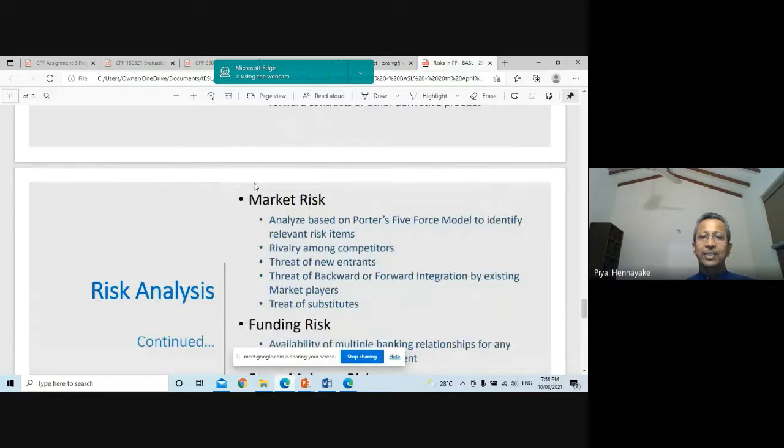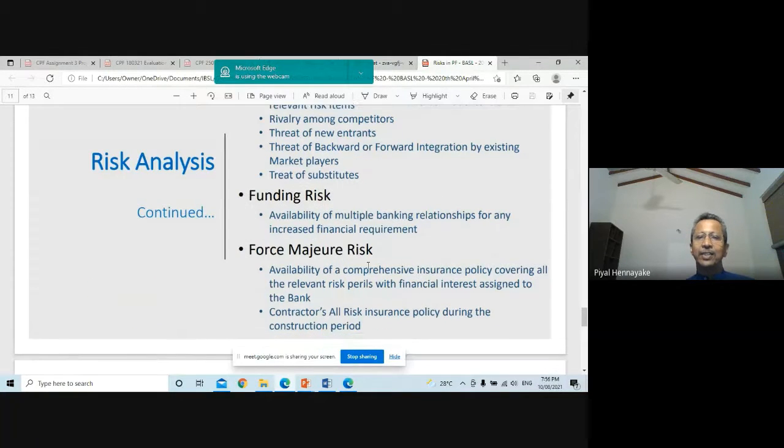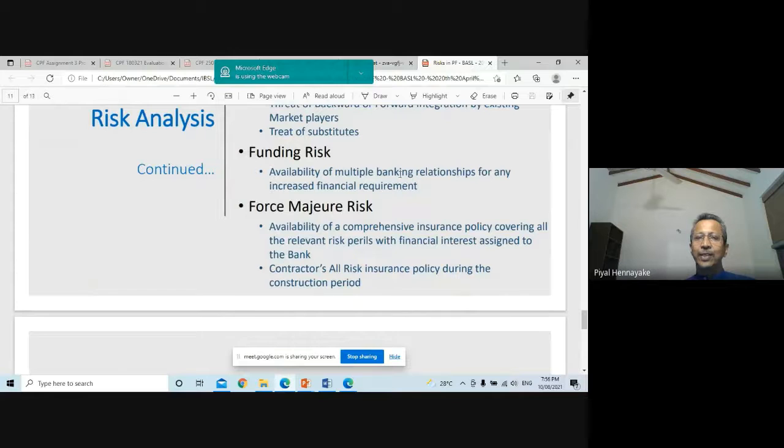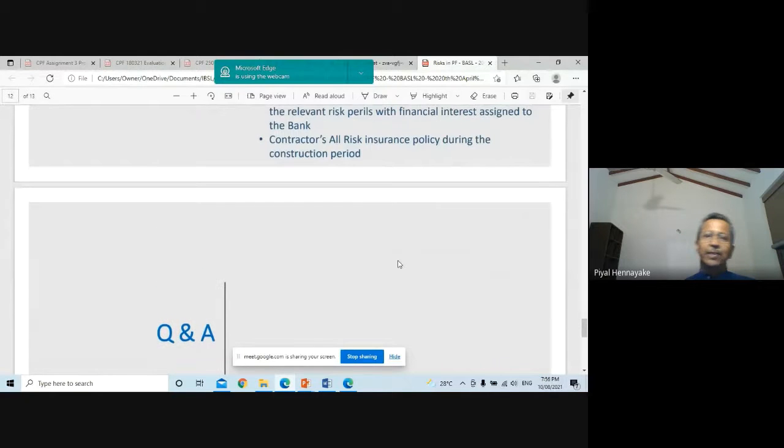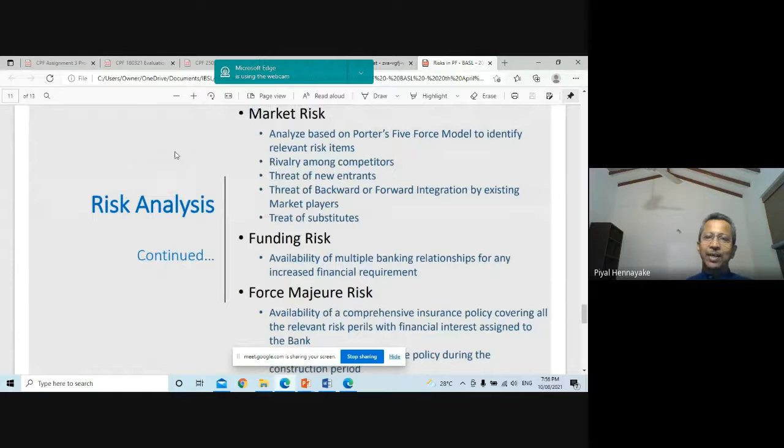Then the market risk is a very important risk, because if you don't have the market as you have predicted, then you are in trouble. The funding risk, force majeure risk. So I think what we have experienced now is like a force majeure risk. Right. So the risks are important. You remember as much as possible.